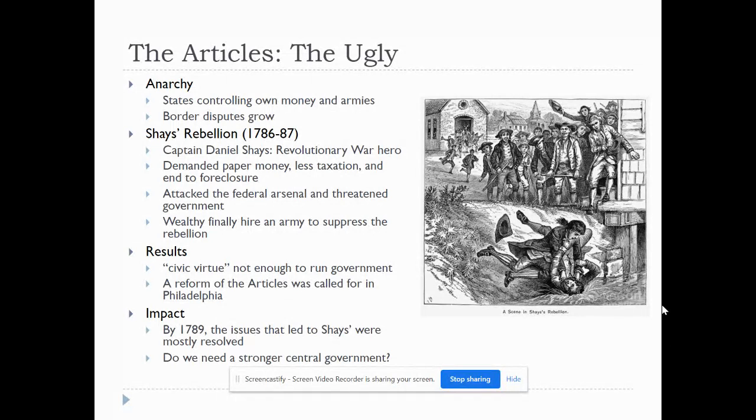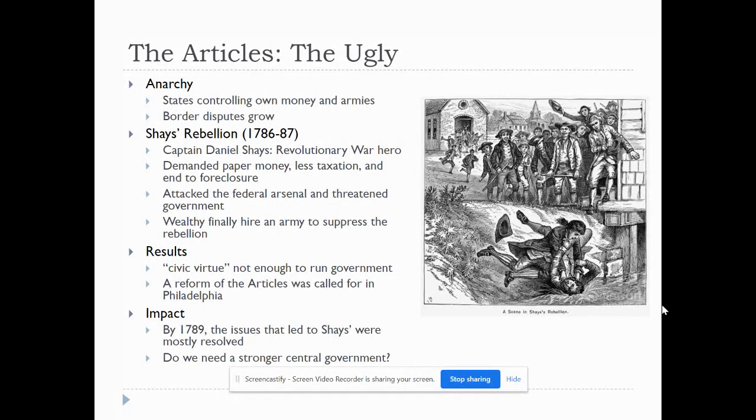And the wealthy finally hire an army to suppress the rebellion. But the question here is that Massachusetts, when they call out the militia, realize the militia is composed mostly of Daniel Shays and his followers. So imagine the concern you would have if you were a Massachusetts official when you say, get the army, and you realize that the army is the one that's rebelling against you, that the guns that are aimed at you are the actual people that should be defending you.